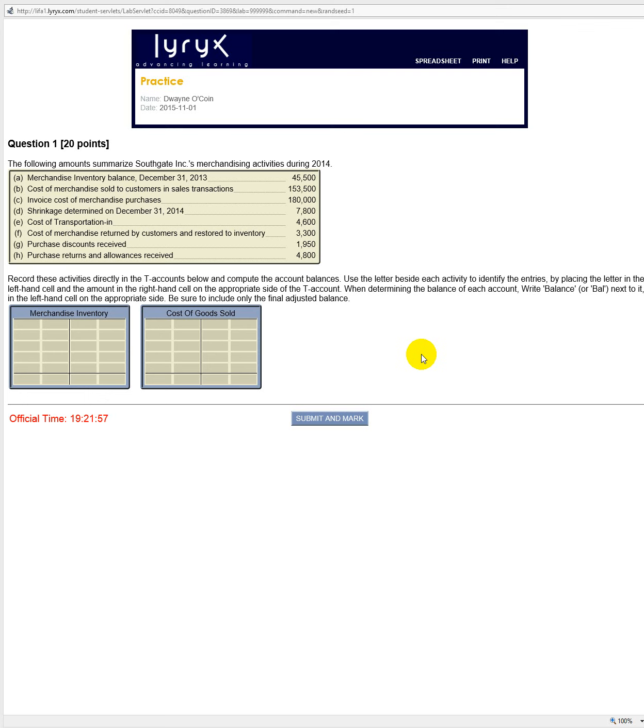Okay, welcome back. This is Lab 5.4. We're using some merchandise T accounts to record transactions in merchandise inventory and cost of goods sold for the year.